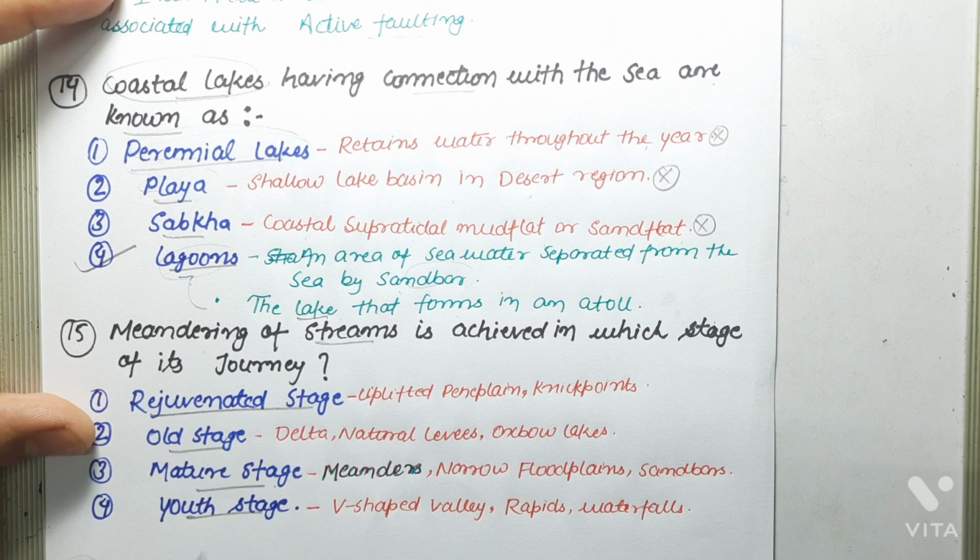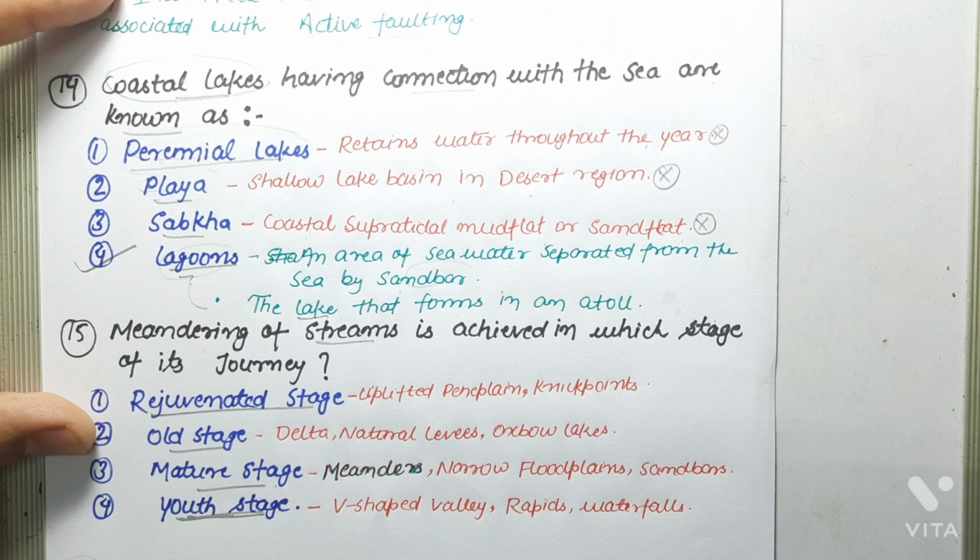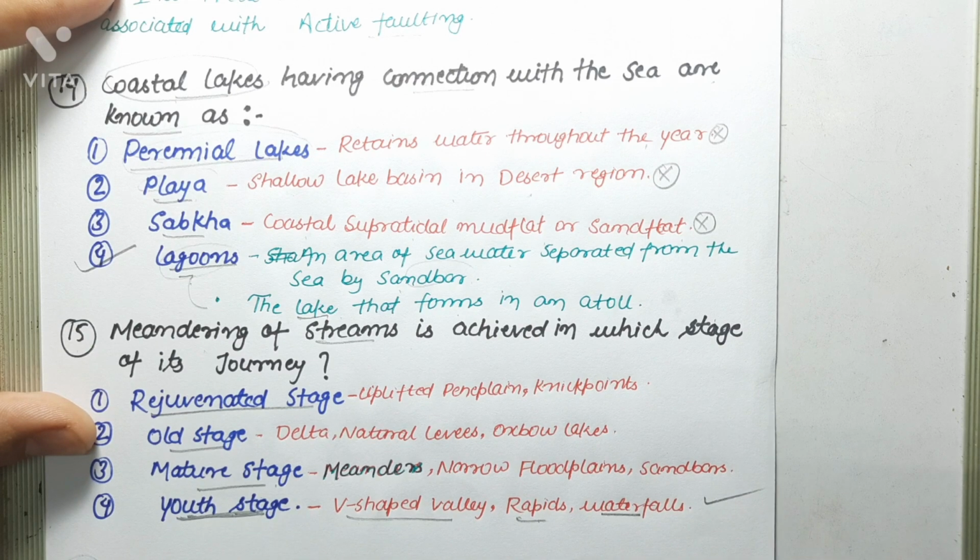In youth stage, erosion is more dominant. Because erosion is more dominant, the stream starts down cutting, and because of down cutting, v-shaped valley, rapids, and waterfalls form. In youth stage, these features form.